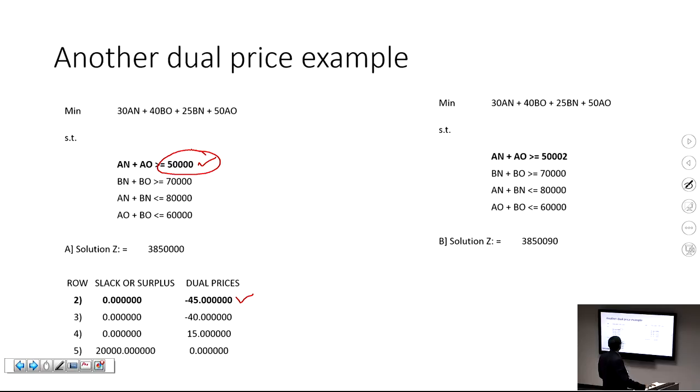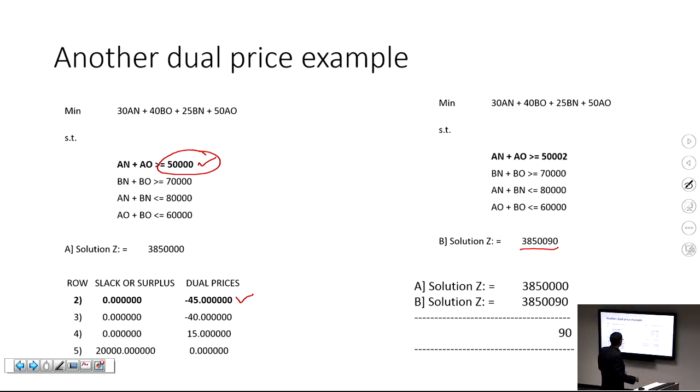Let me see what I have done here. I have increased that number by 2 units. So now your objective function will get worse by the dual price times 2, because it gets worse by minus 45 for every unit increase in right hand side. I increased it by 2, so it will get worse by 45 times 2. This is the new solution, and if you see the difference between the original and the new solution, you will see that the cost has gone up by $90. So that's the interpretation of a negative dual price.